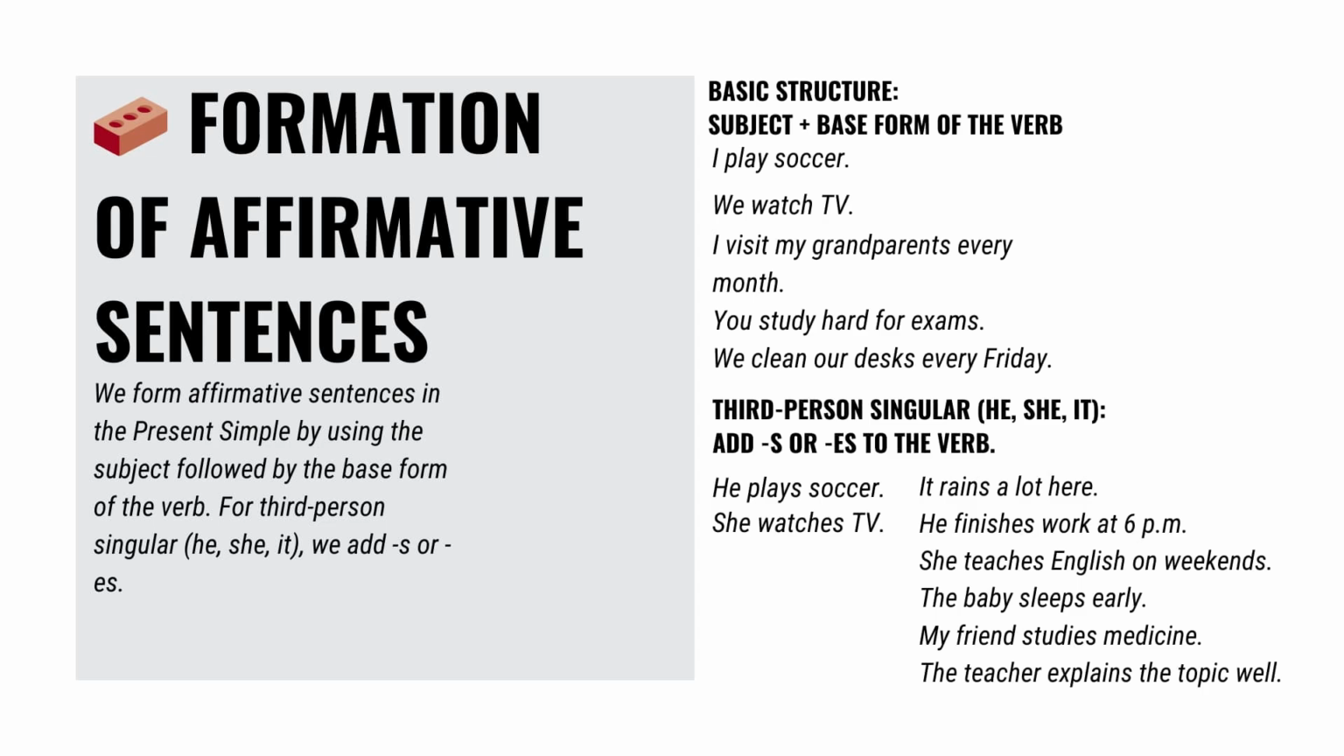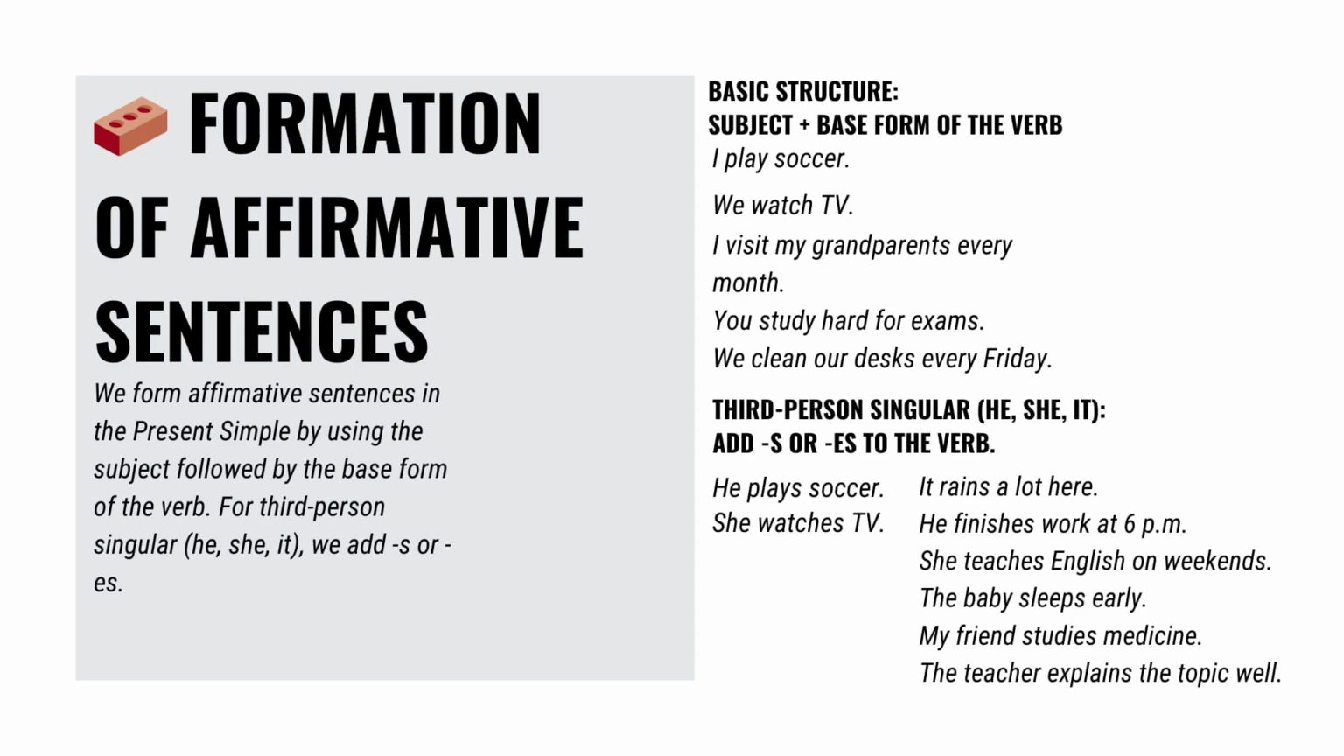Here is the formation of affirmative sentences. We form affirmative sentences in the present simple by using the subject followed by the base form of the verb. For third person singular, he, she, it, we add s or es. Now, I can tell you all about the basic structure in the third person singular, but in reality, you can't use these little formulas every time you're about to say something in present simple or for any other grammar structure, because it will leave you thinking for longer than expected, and it's like having to multiply multiple numbers every time you want to say something.